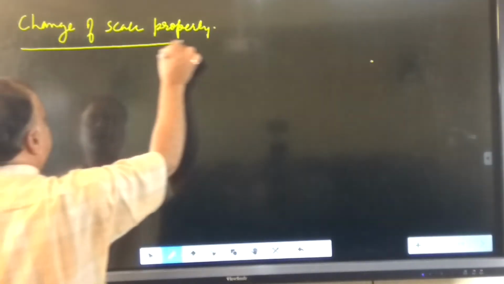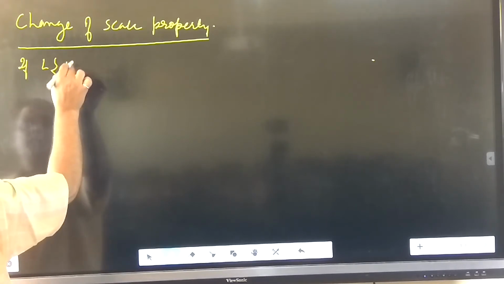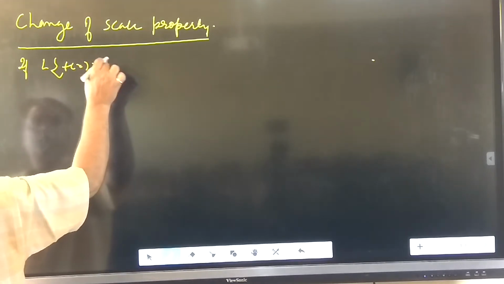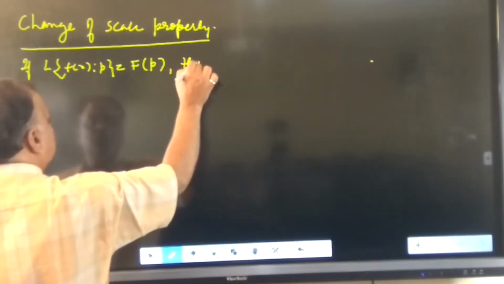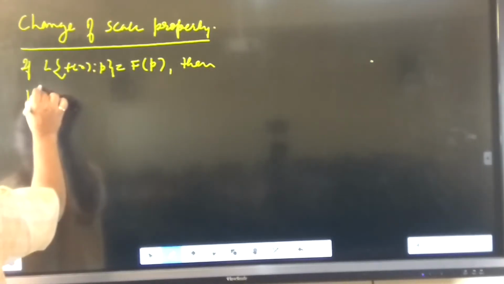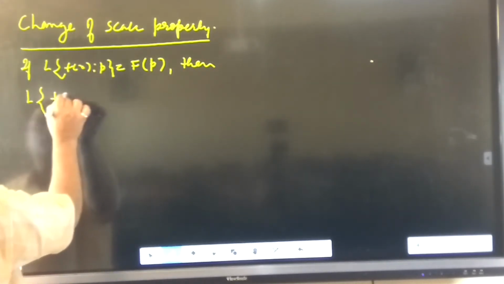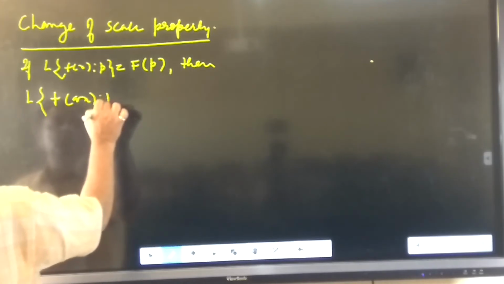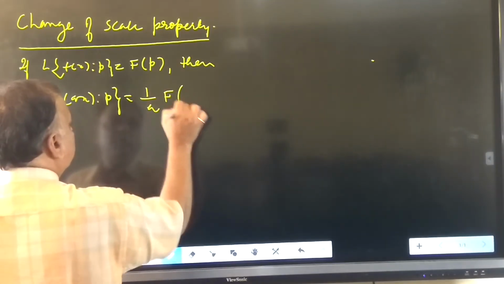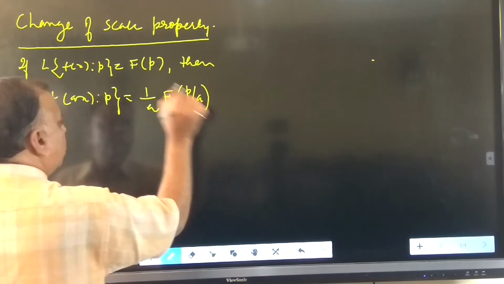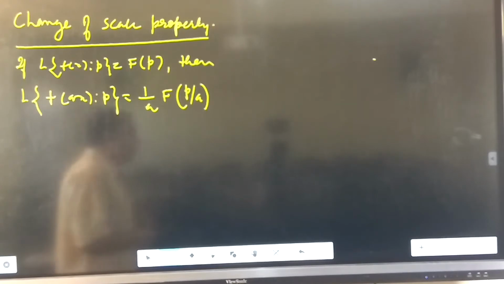This property says that if the Laplace transformation of f(x) with respect to parameter p is equal to F(p), then the Laplace transformation of f(ax) with respect to parameter p is equal to 1 upon a F(p upon a). This is known as the change of scale property.